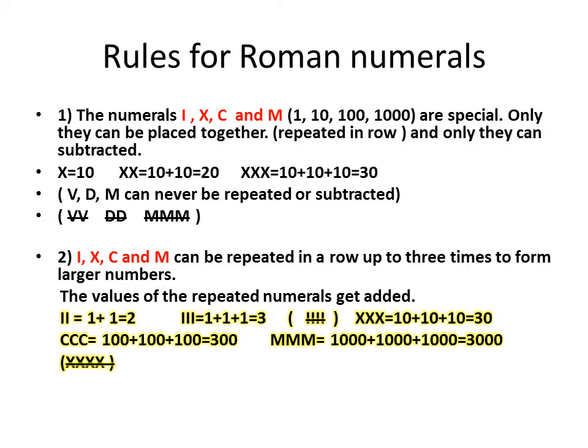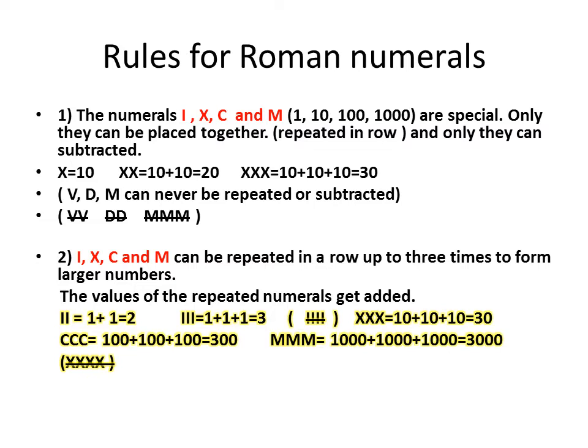Here see children, I stands for 1. II equals 1 plus 1 equals 2. III equals 1 plus 1 plus 1 equals 3. But we cannot write I 4 times. It is completely wrong.